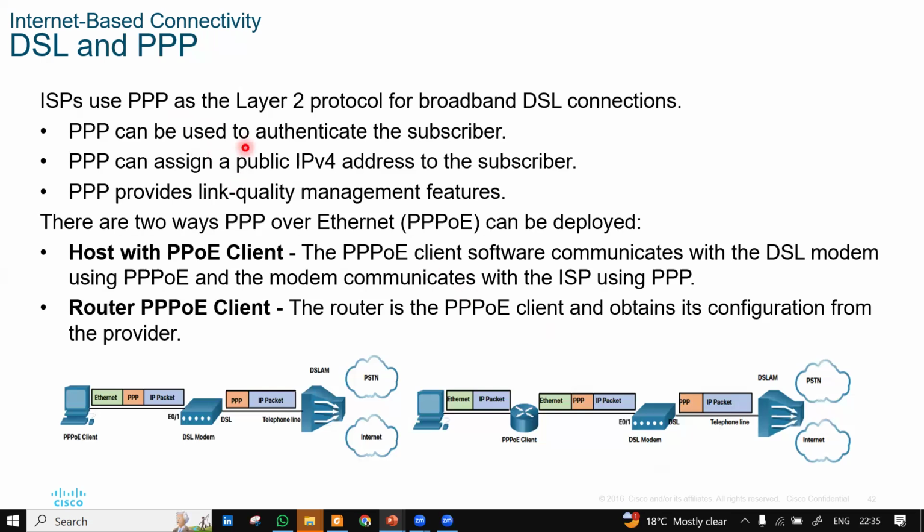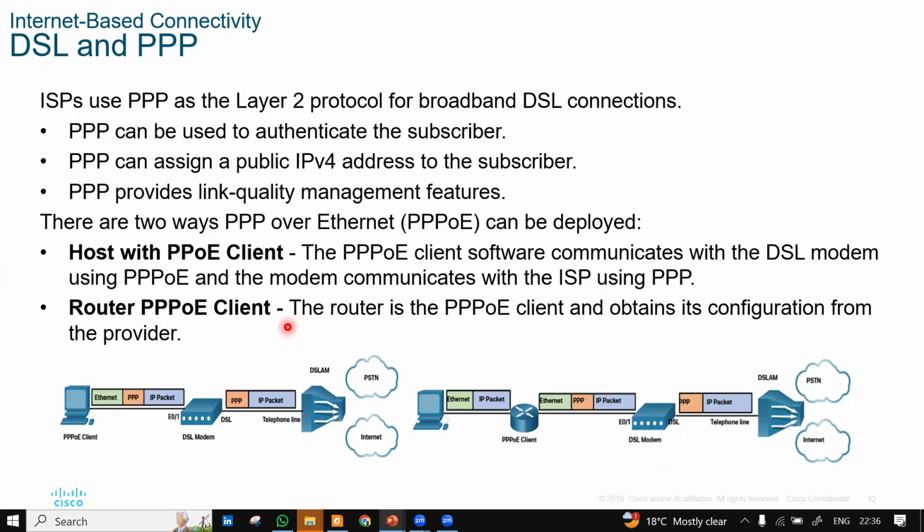So PPP can be used to authenticate the subscriber, can assign a public IPv4 address, and provide link quality management features. I think the most important thing to understand when you hear PPP, CCNA doesn't go much deep into the point-to-point protocol, unlike Huawei. Huawei, I think there's a whole topic about these layer 2 protocols. What you need to know with respect to CCNA is what PPP is responsible for, and it is responsible for authentication and authorization.